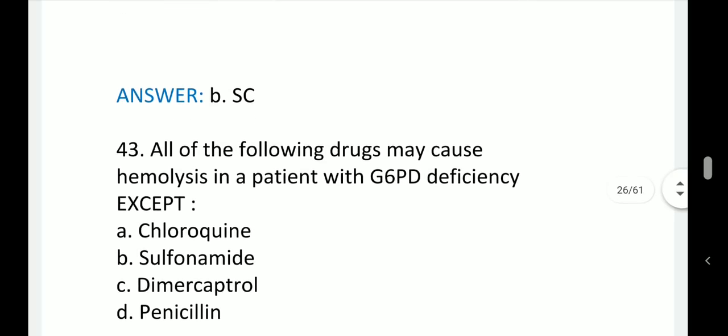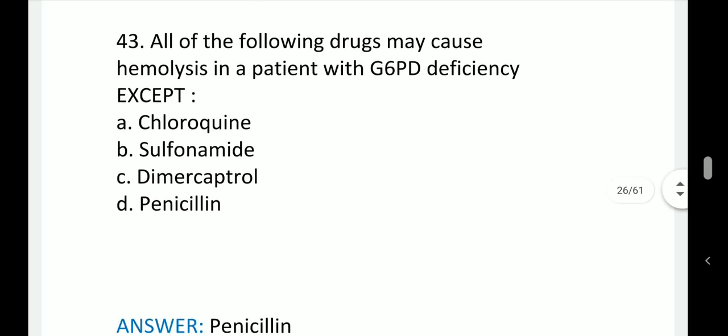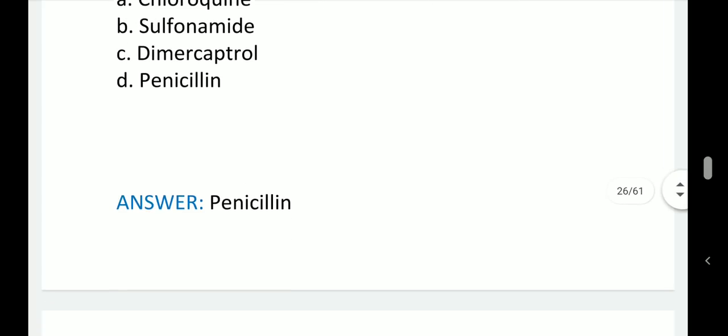Question number 43. All of the following drugs may cause hemolysis in a patient with G6PD deficiency except option A, chloroquine, option B, sulfonamide, option C, dimercaprol, option D, penicillin. Answer is option D, penicillin.